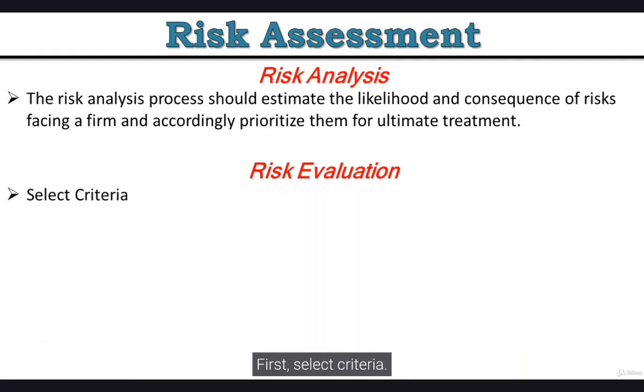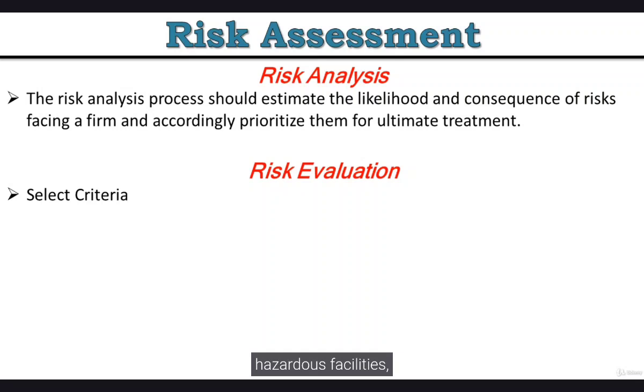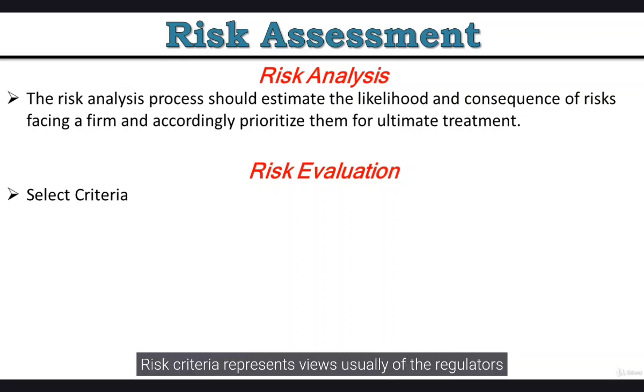First, select criteria. In many countries and industries, there is a wide range of established qualitative and quantitative risk criteria or standards for the evaluation of dangerous goods risks, including human safety and health, environmental and property risks. For example, risk criteria are developed in the chemical supply chain, including oil and gas inland and offshore industries, hazardous facilities, nuclear power plants, transport of dangerous goods, and in general, health and safety. Risk criteria represent views, usually of the regulators, of how much risk is acceptable.